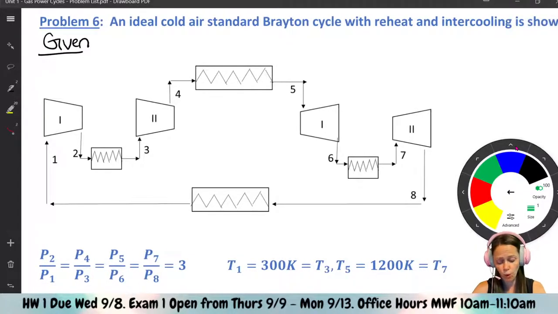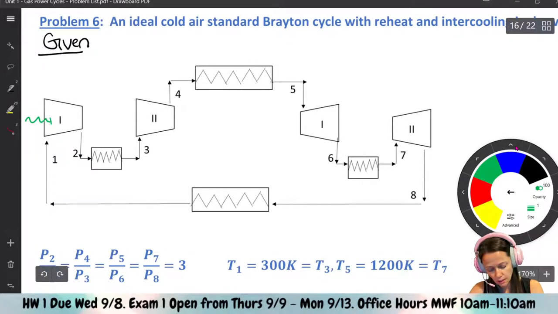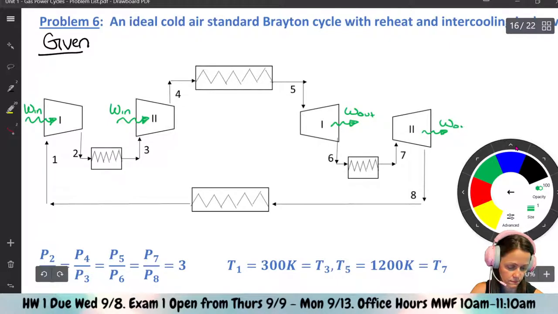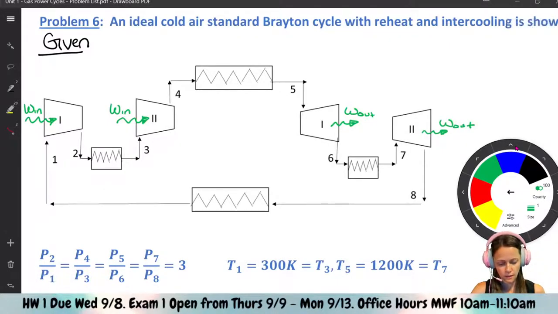So from 1 to 2, there's your work in. You've also got another one from 3 to 4. You've got two work ins, and then of course you've got work out of the first turbine and work out of the second turbine. You can see the compressors: the inlet is going in at the fat end and going out at the skinny end, indicating that it's being compressed. Now let's handle the heat exchangers.